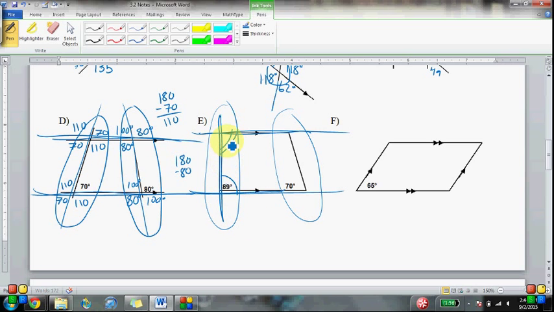So I know this angle and this angle have to add up to 180. So to find this angle that I'm missing, I take 180 and subtract the 89 degrees, and I'm left with 91. So this is 91.